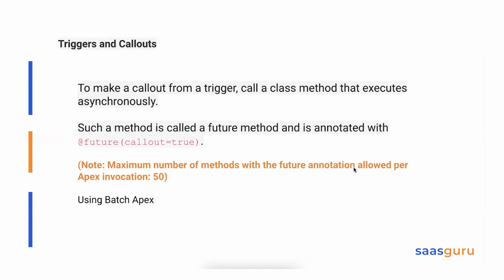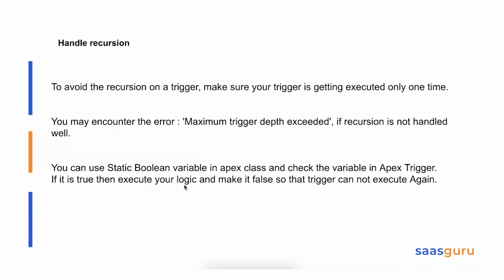If you have to do callouts, then the suggestion is to use the asynchronous method, and you can utilize the future methods. Like you can call out the external API in the future methods, and future methods will be called from the trigger. But keep in mind, in one context, we have 50 Apex invocations for the future methods. So if you have more than 50 records and you have to call more than 50 times from the trigger, then again, you can use batch Apex. These things you should keep in mind if you're going to implement the future or batch for calling out from the trigger.